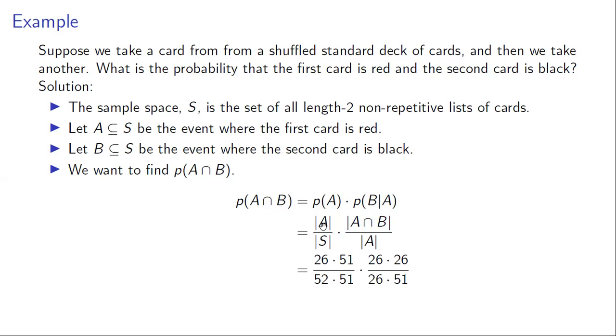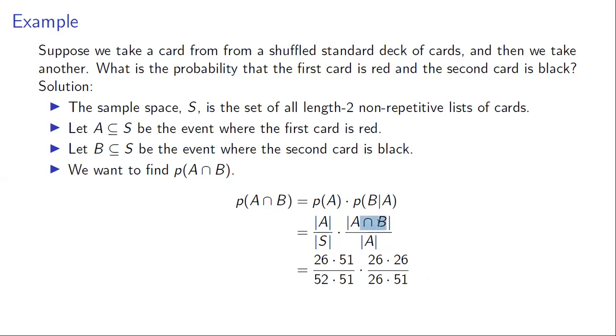Now, the number of ways that A can occur, so A has to be where the first card is red. So the first card, 26 different ways for it to be red, then 51 choices for the second card. Now we want to divide by the cardinality of S, which is the total number of outcomes possible when we pick 2 cards. So that would be 52 times 51.